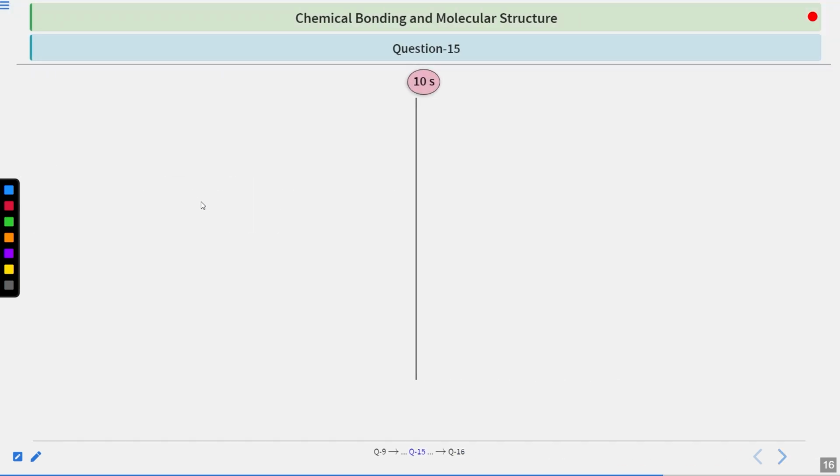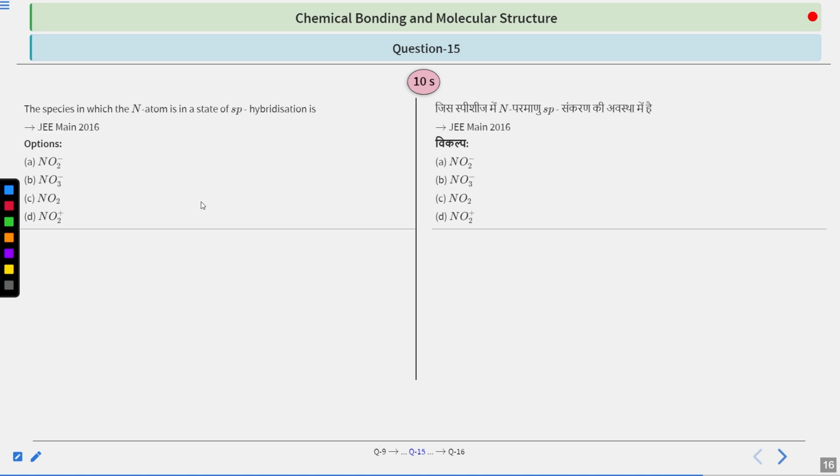Question number 15 says that the species in which the N atom is in a state of sp hybridization is? So options are A, NO2 minus, B, NO3 minus, C, NO2, and D, NO2 plus. So you have 10 seconds to solve this question. Your time starts now. Okay, let us see how we can solve it.